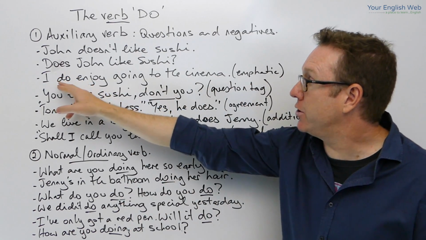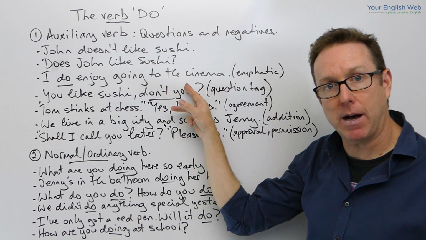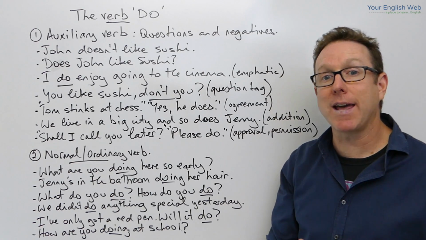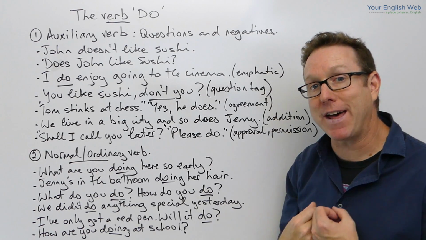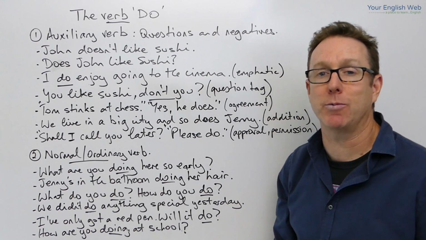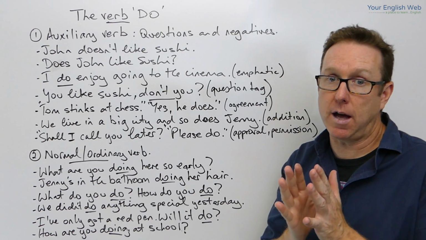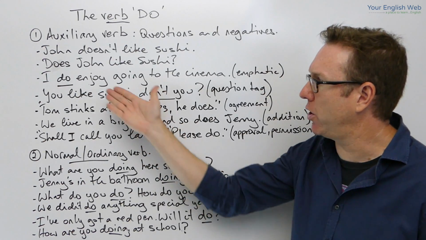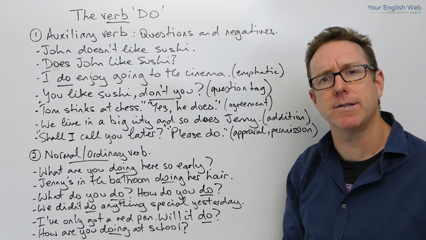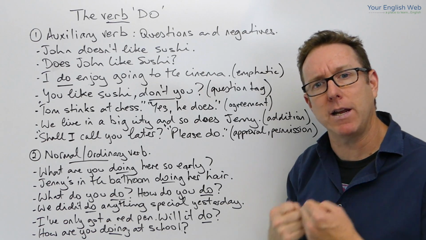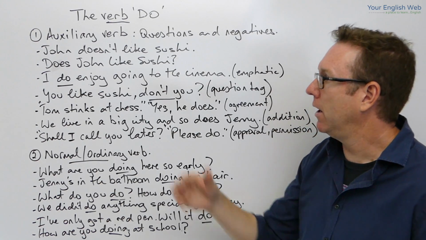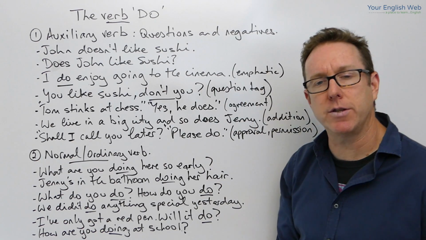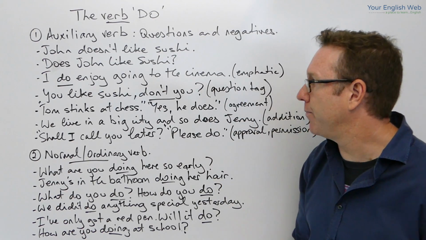So, I do enjoy going to the cinema. Now, we could say I enjoy going to the cinema, but that emphatic use that I'm trying to get here is by putting the do in front. So I do enjoy going to the cinema. It's something that I really, really like doing. So I do enjoy going to the cinema, the emphasis.